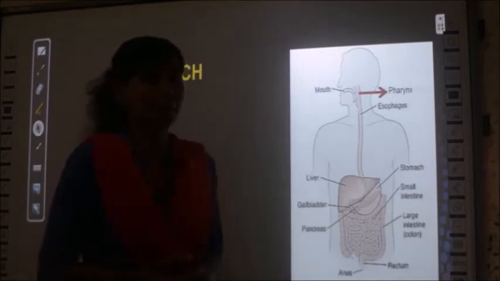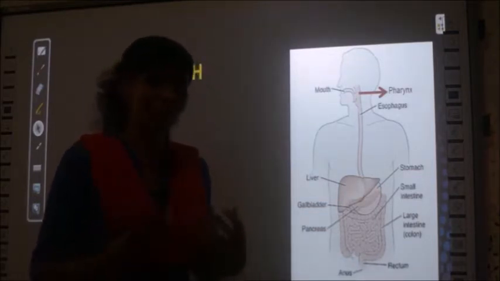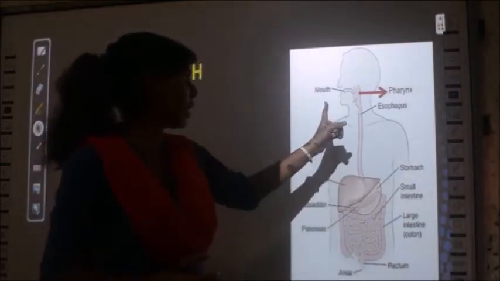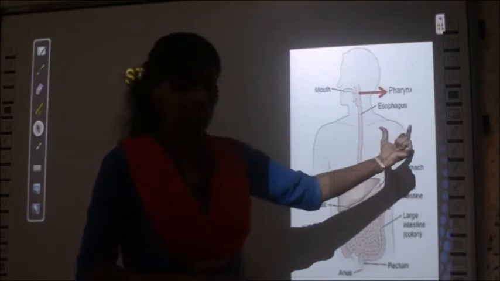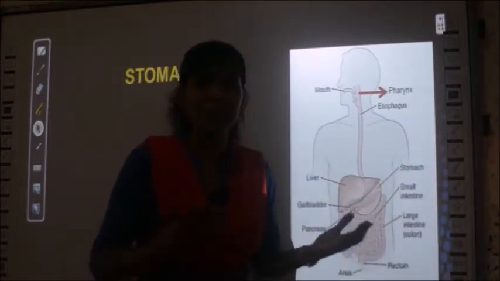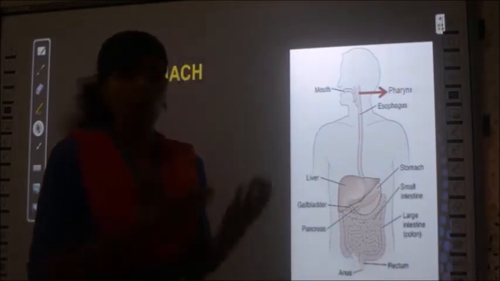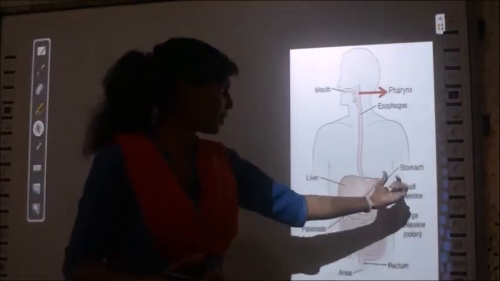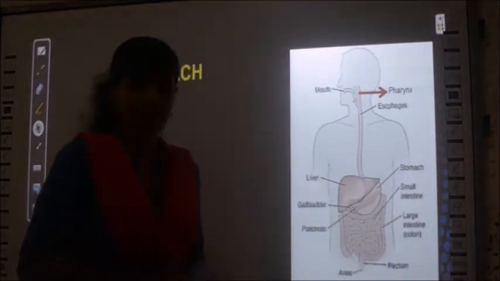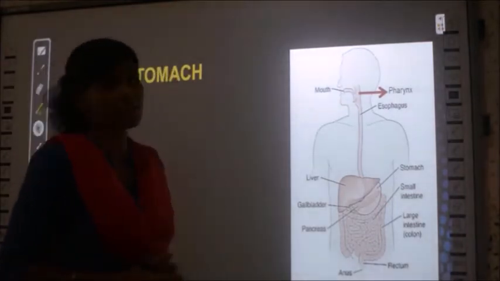So all this we studied in the previous class, and in our last class we also studied the detailed structure of the mouth, the pharynx and the esophagus. Do you remember? In this class we are going to learn about the remaining parts of the digestive system. What are they? The stomach, the small intestine and the large intestine. Okay, so we'll start with the stomach first.